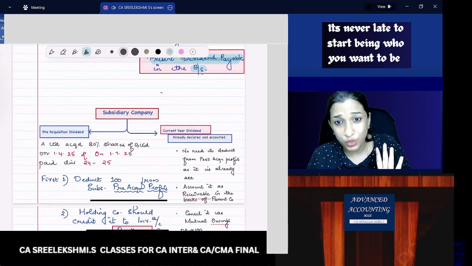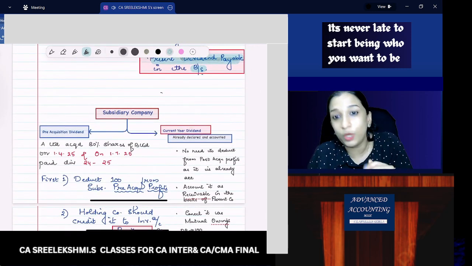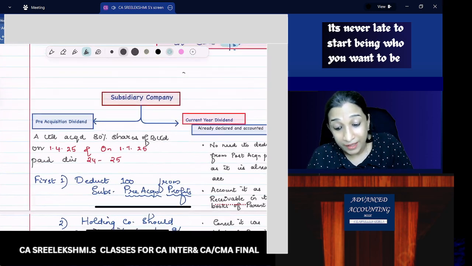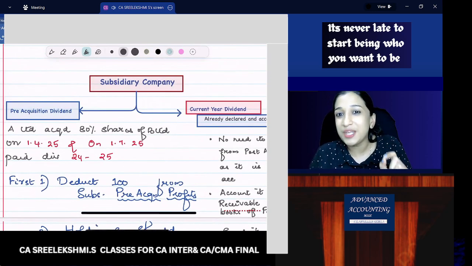I hope it is okay. If there is a doubt, just comment below and I'll clarify it. Now, what is the accounting in the books of the subsidiary company?